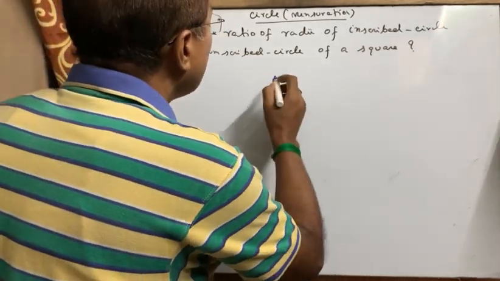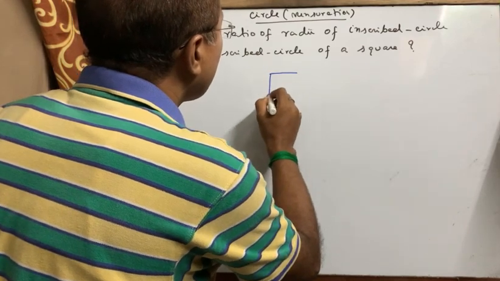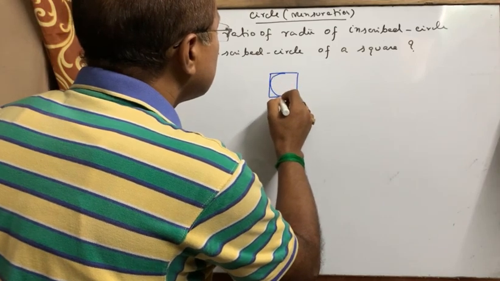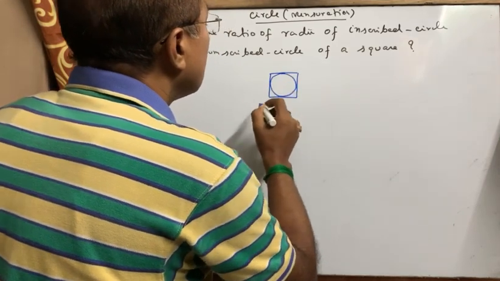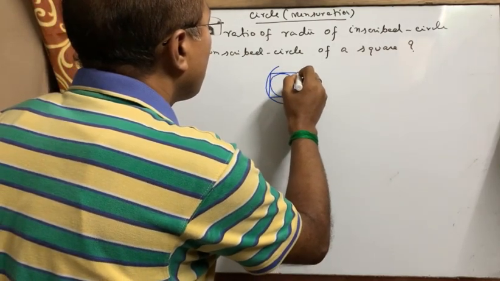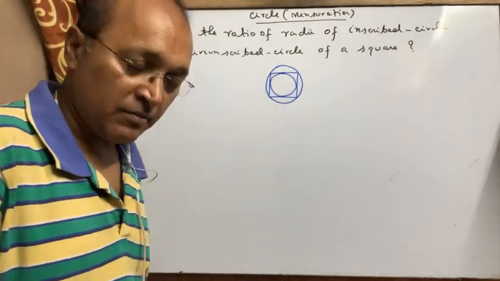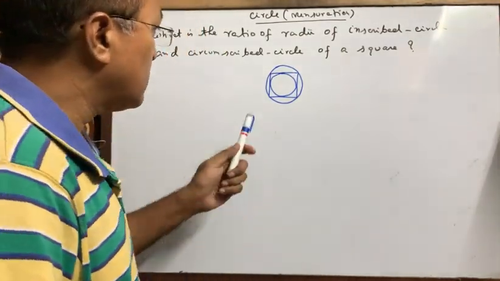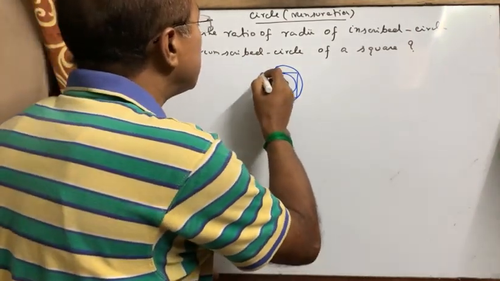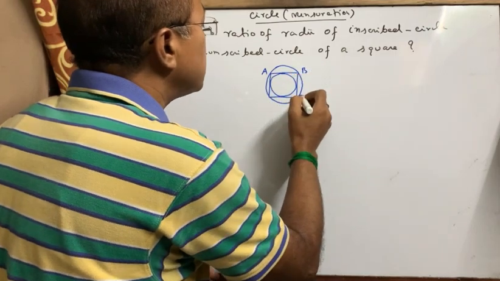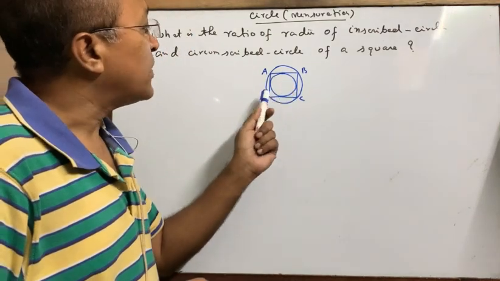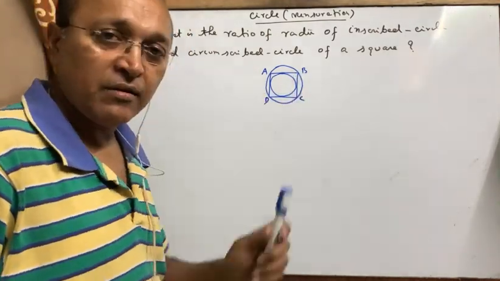Just see, if this one is the square, this one is the inscribed circle, this one is the circumscribed circle, right? So here this one is the square, say ABCD is the square, and this one is the inscribed circle and this one is the circumscribed circle. Okay.